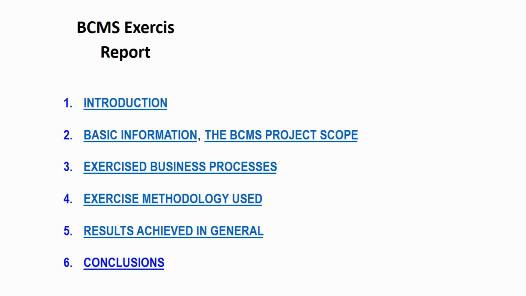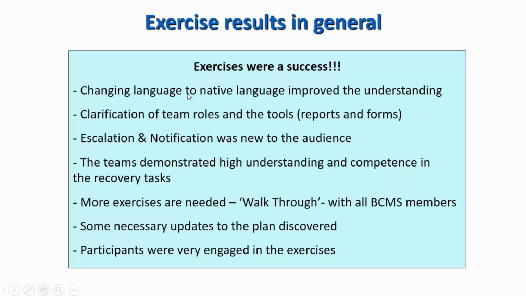And then you need to do the report: introduction, basic information, the project scope, exercise, business, what did we exercise, which method did we use, and what results were achieved, and then conclusions. Exercise results in general. Every exercise is a success. You can learn something from every exercise.